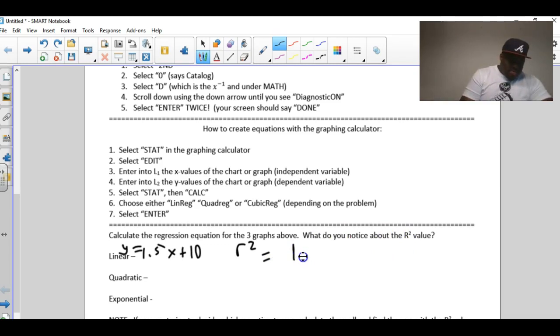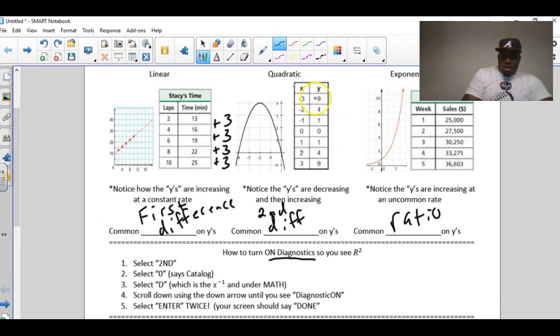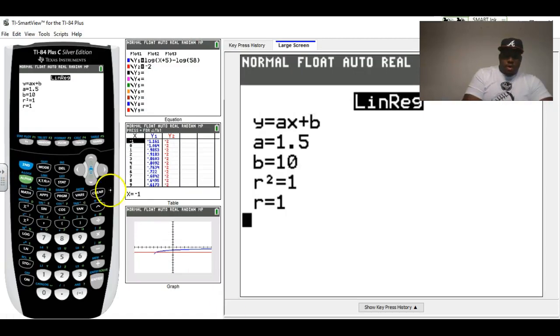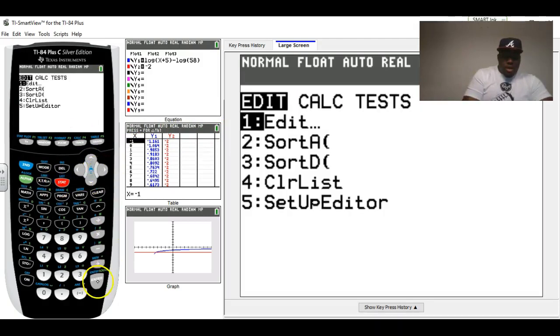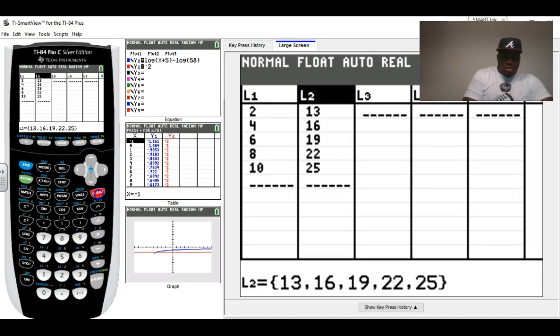All right, now let's try and look at quadratic. This is the quadratic function here. All right, so we're going to go back to our calculator. We're going to press stat. Sorry about that. You press stat. All right, then edit. We're going to edit our list. So let's clear them both out.